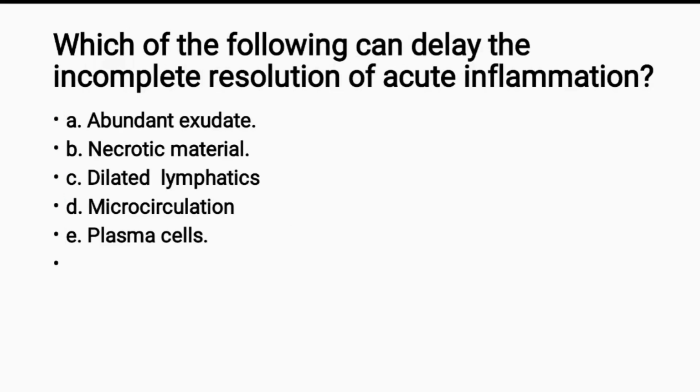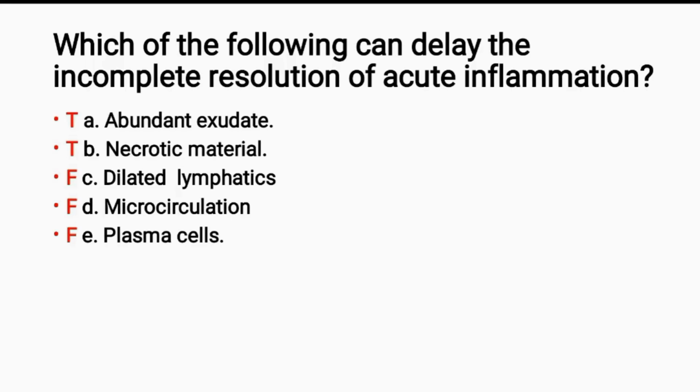Which of the following can delay the complete resolution of acute inflammation? A. Abundant exudate. B. Necrotic material. C. Dilated lymphatics. D. Microcirculation, and E. Plasma cells. Well, the answers are A and B. Abundant exudate and necrotic materials can actually delay the resolution of acute inflammation.